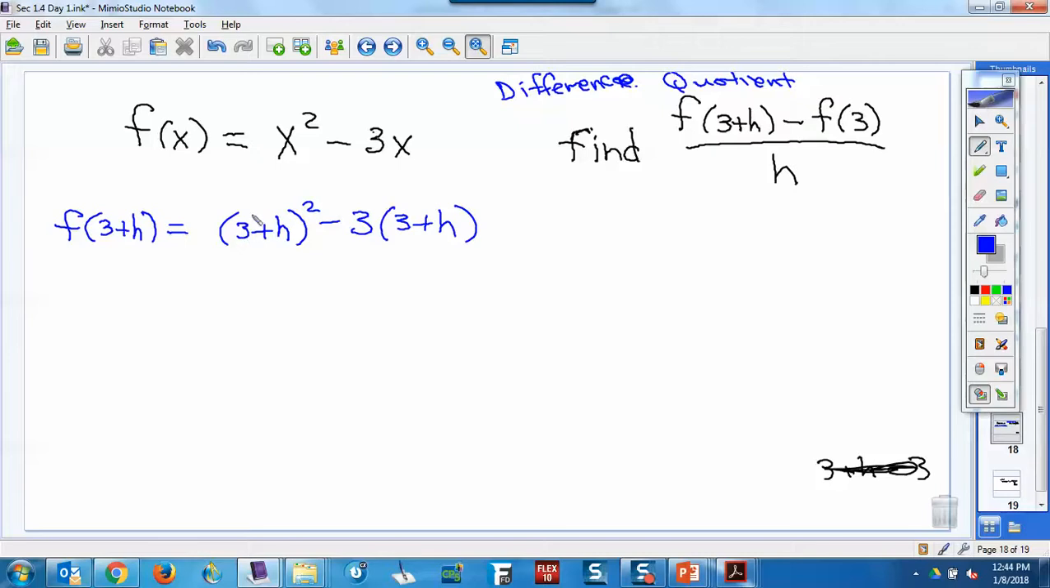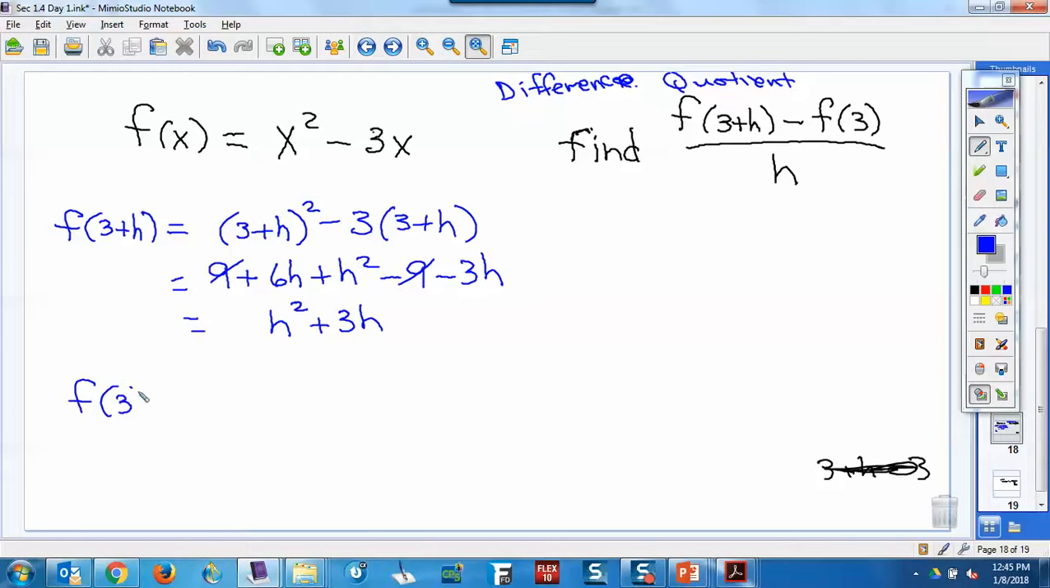Now, you might need a little help here. What's 3 plus h squared? It's not 9 plus h squared. That's one of those algebra things we talked about the first day. It's 9 plus 6h plus h squared, right? You have to do 3 plus h times 3 plus h. Okay? And then we have to distribute this negative. So that'd be negative 9 minus 3h, correct? All right, now let's simplify that. The 9's actually cancel, which is nice. We get h squared plus 3h. Is that right?